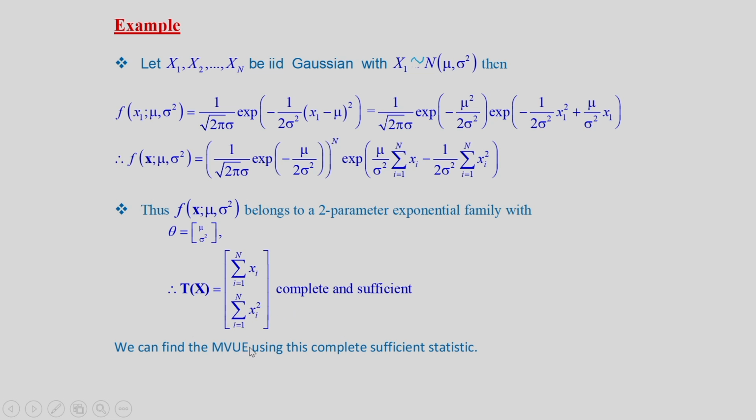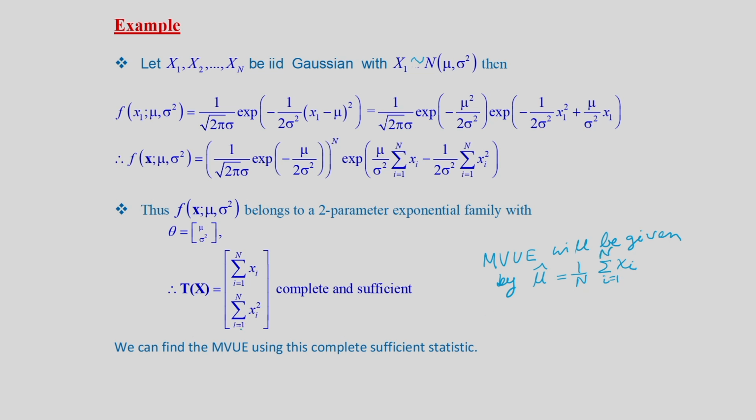So, therefore, we can find out MVUE using these complete sufficient statistics. MVUE will be given by, first, we have to find out the MVUE for mu hat. This is simple, we have just divided by n. So, that will be 1 by n into summation xi, i going from 1 to n.